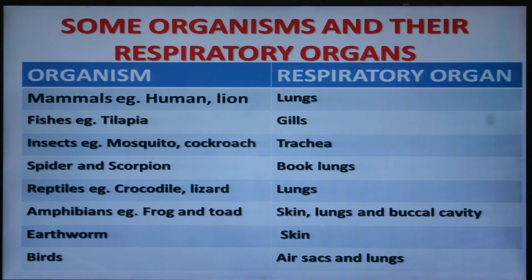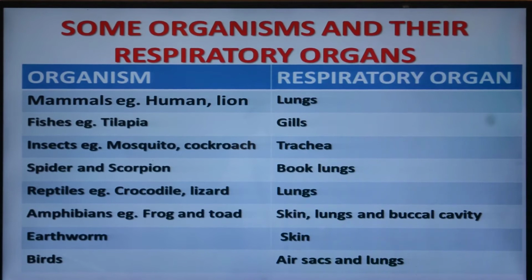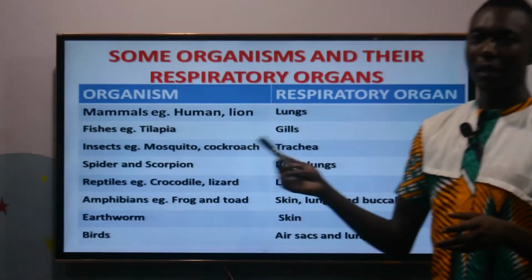Amphibians, they can live in water and also on land. Like frog and toad, they also need their skin, aside from lungs, and then the buccal cavity. The buccal cavity is related to the mouth, all right? Take note of that. Earthworm also needs its skin in order to respirate. Birds also need their air sacs and lungs. These are just a few organisms that have been listed.